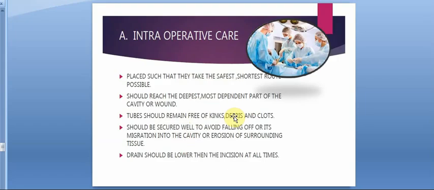Next, see that the drain does not have any kinks. Kinks means bending. There should be no bending, and no debris or clots in it. The drain should reach the deepest and most dependent part of the wound, not be superficial. If it is superficial, the air or blood will not be collected in the drain, so it has to be located in the deep part. Next, you have to secure the drain well, because if you don't, chances are that the drain will fall. Usually you put the tube in and then suture it to the skin.